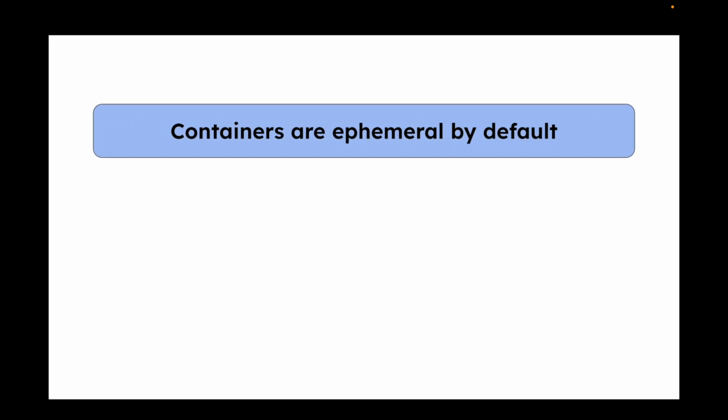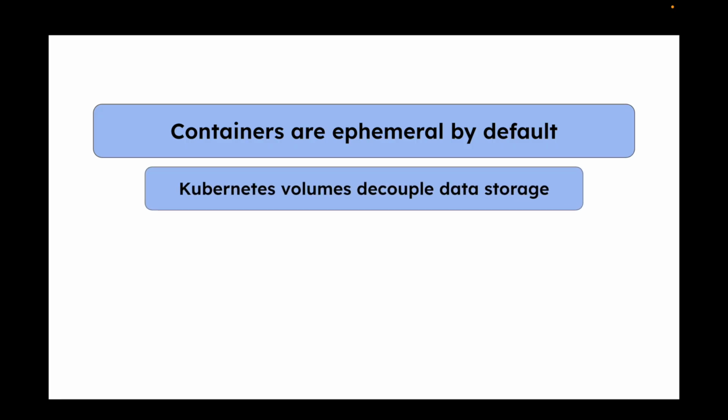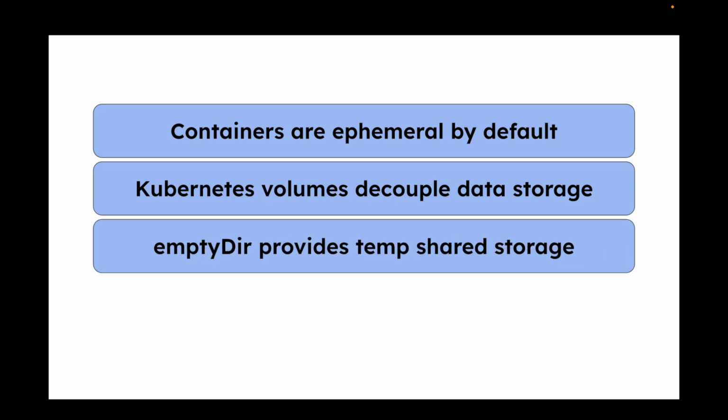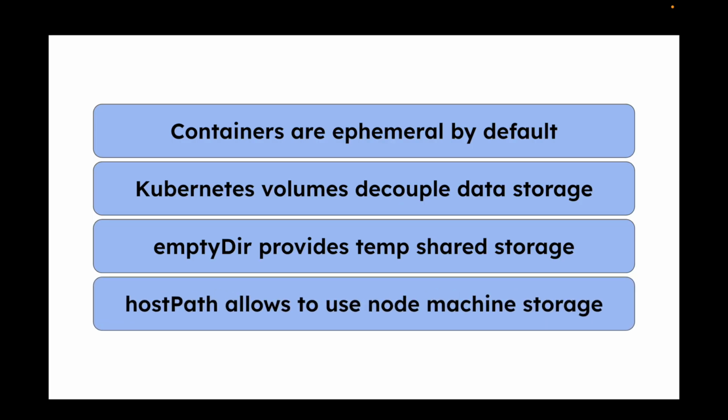Containers are ephemeral by default. Any data written directly to a container's local file system is permanently lost when the container restarts. Kubernetes volumes decouple data storage from the container lifecycle, ensuring your files survive container crashes. emptyDir provides temporary shared storage that lasts for the life of the pod, perfect for scratch spaces, logs, and sidecar communication. HostPath allows you to use the node machine's storage and mount the host machine directly to your containers.